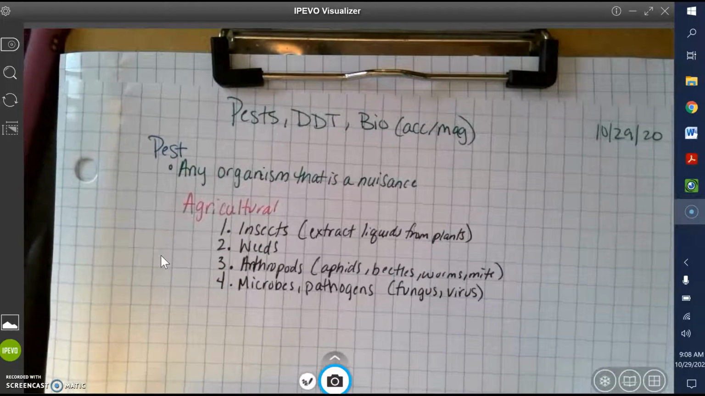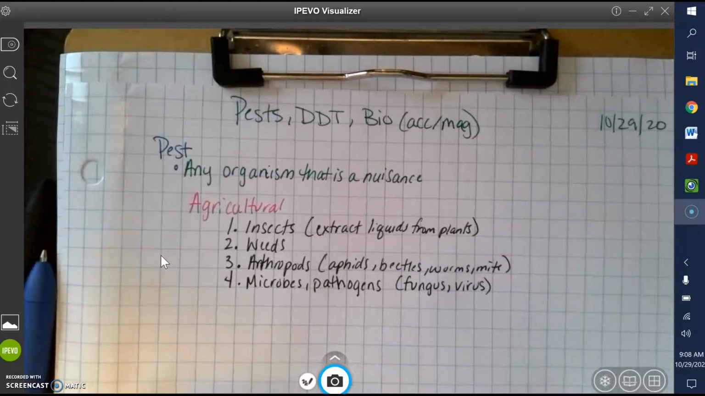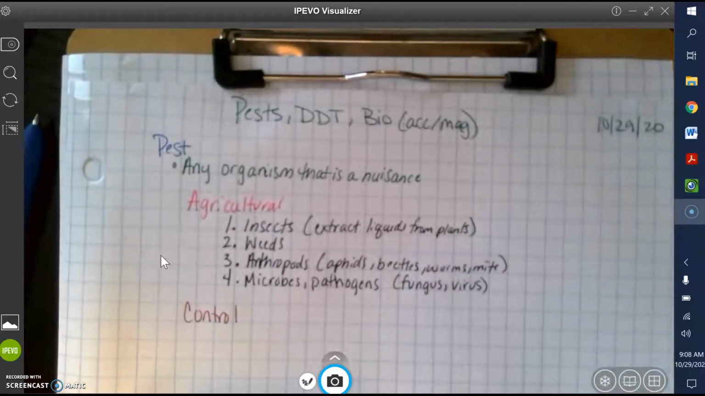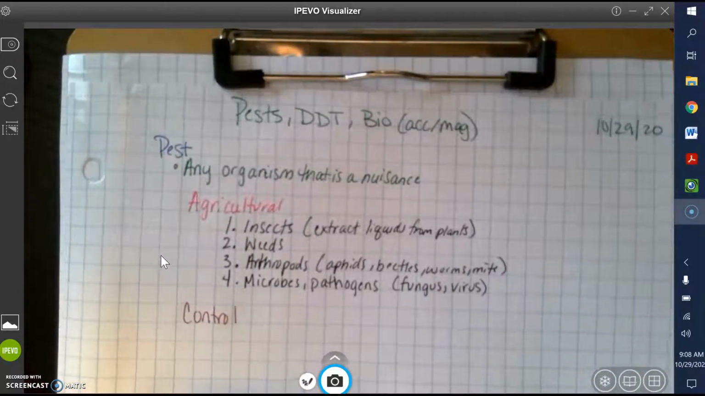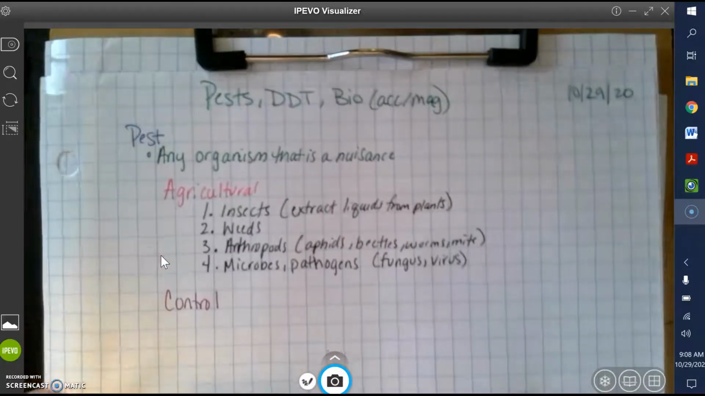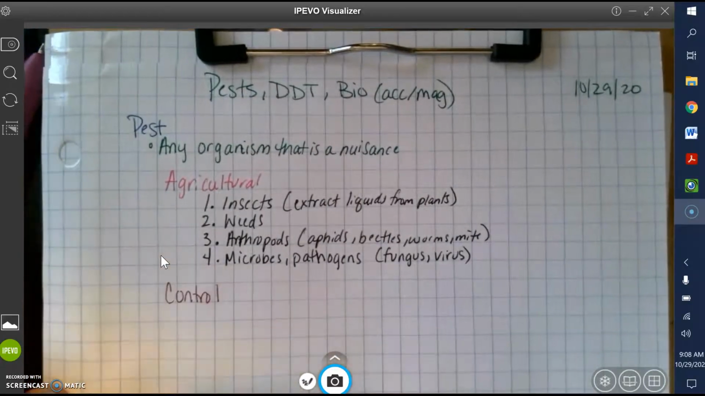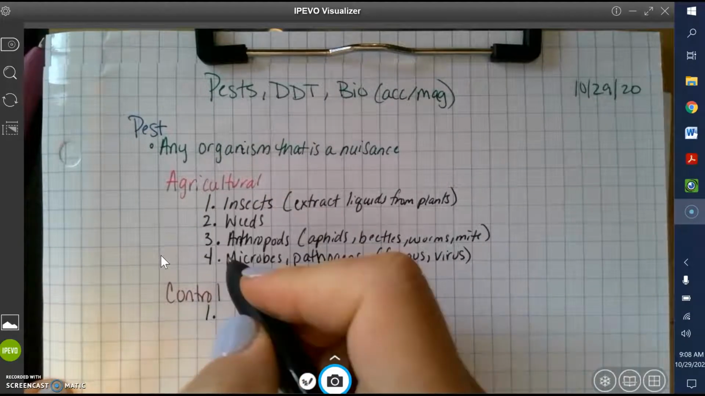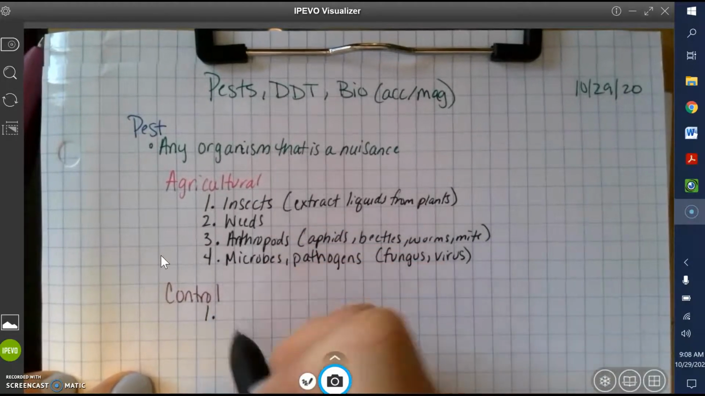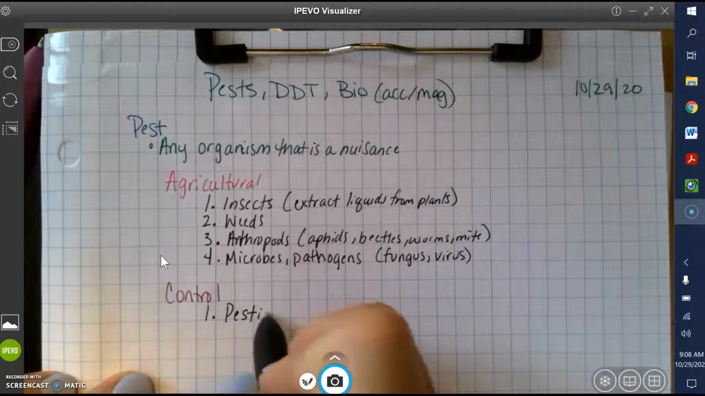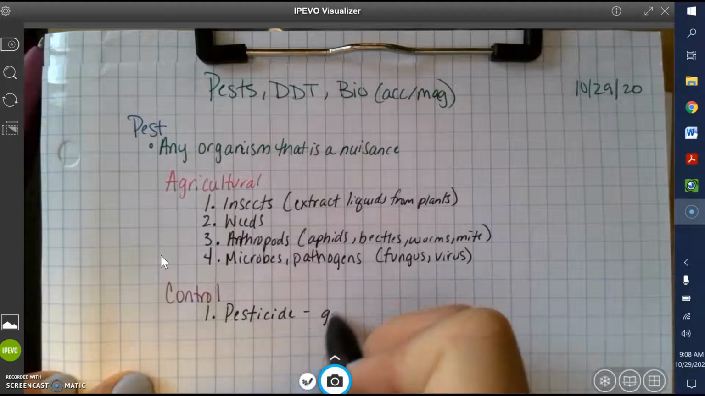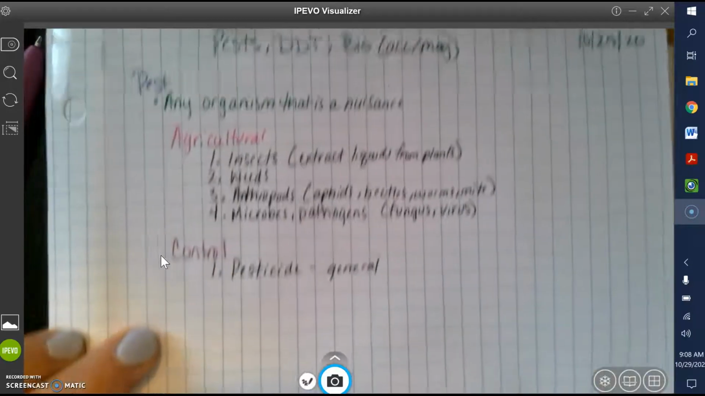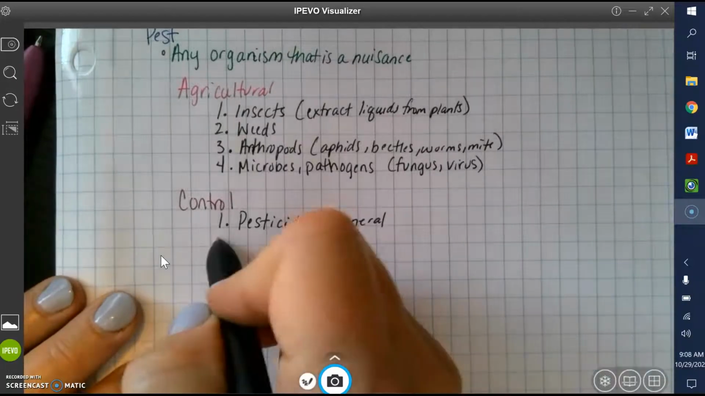So how do we control them? How do we control these guys? So let's look at some control. And I'm going to first start off with toxic chemical solutions, just so we get an understanding of what these are. So number one, let's go with pesticide. This is just a general term for anything that kills pests. So that's a general term for anything that will kill a pest.